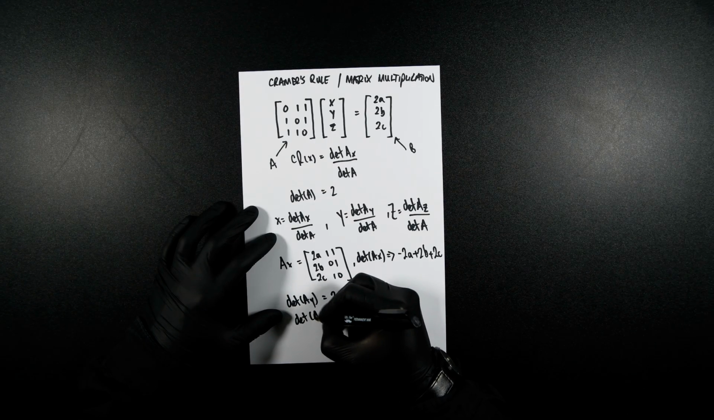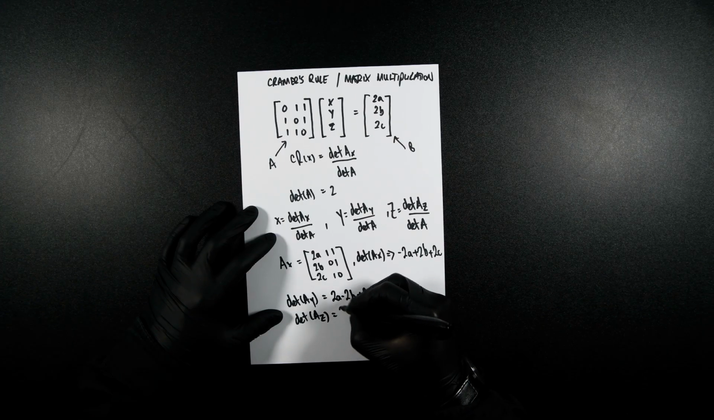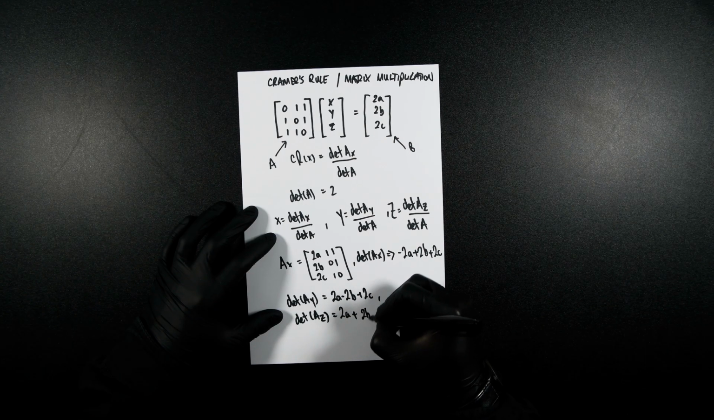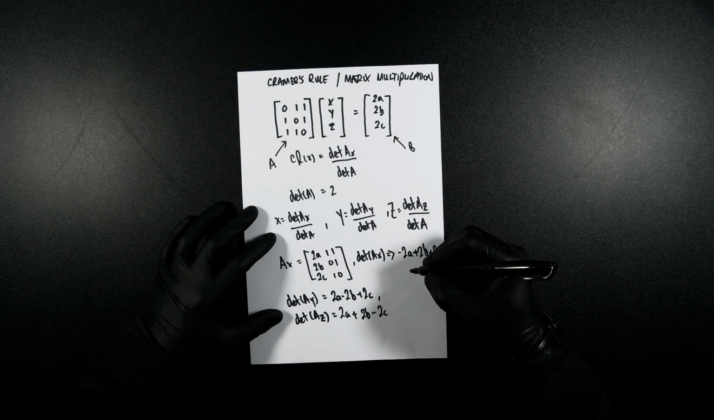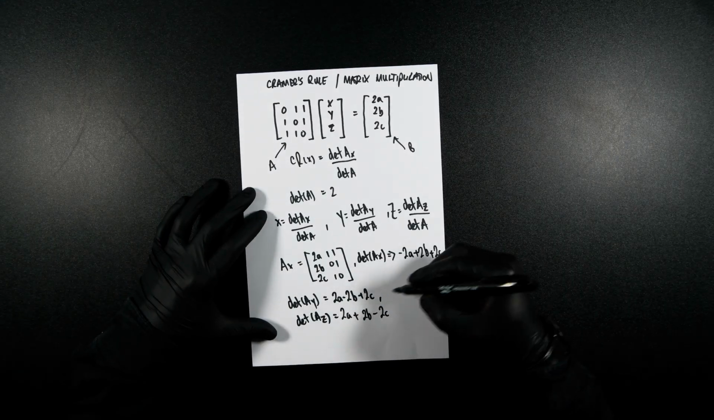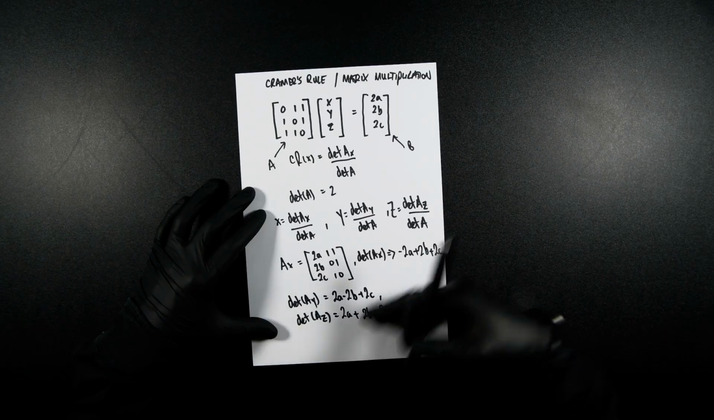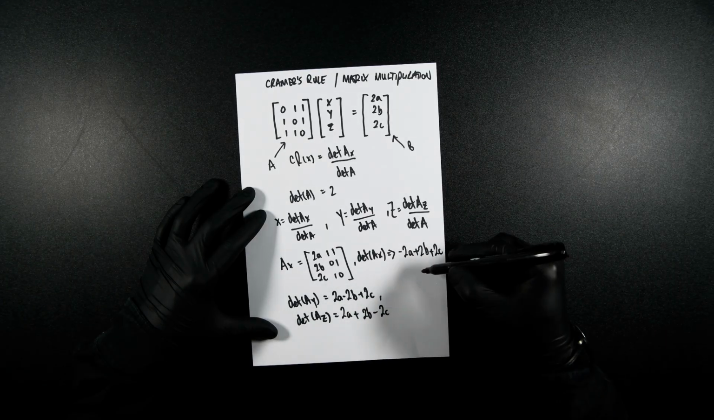and then you'll have the determinant of Az, which is going to be 2a plus 2b minus 2c. We then apply Cramer's little rule here, divide all of these by the determinant of A, which is 2, which means that all of our 2's will be cancelled out for each one.